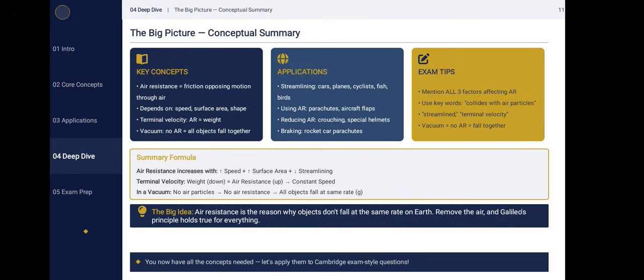Next is what we have done as a whole. It's a conceptual summary, a big picture of today's lesson. So we have learned about key concepts. Those were air resistance, that is the friction opposing motion through air, and it depends upon three different factors: speed, surface area, and shape.